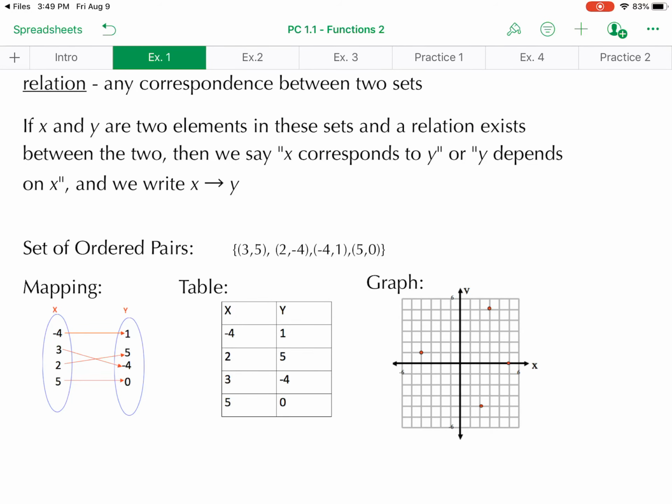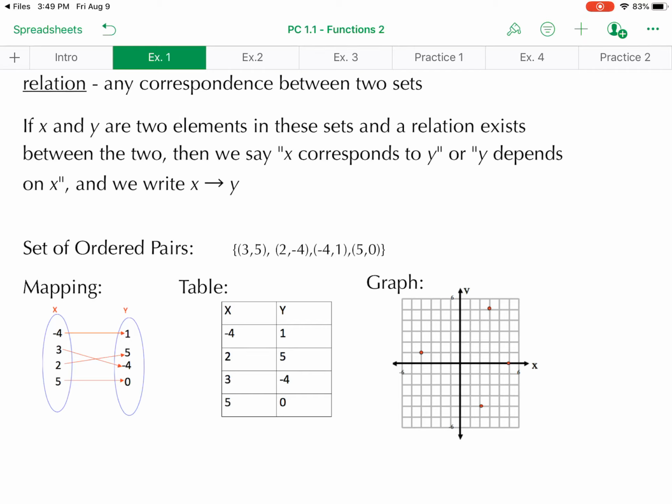Recall, a relation in mathematics is any correspondence between two sets. Typically, we represent relations with x and y values. You don't have to use x and y, but that's typical. And we say that if x and y are two elements in these sets and a relation exists between the two, then that means x corresponds to y, or y depends on x.